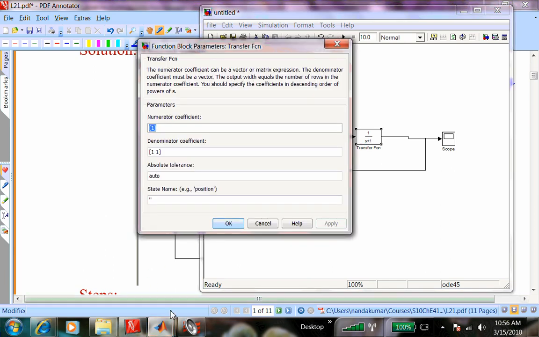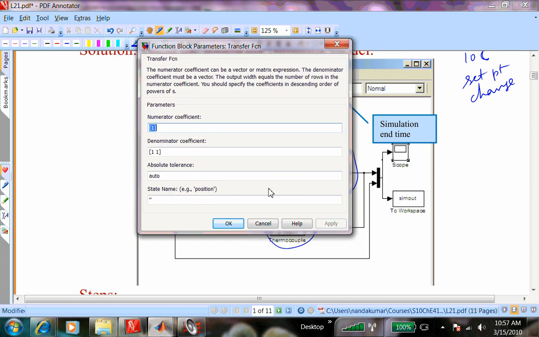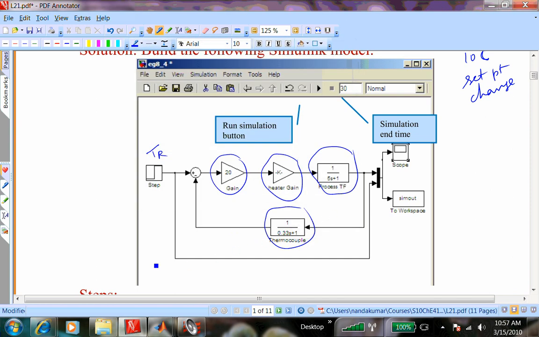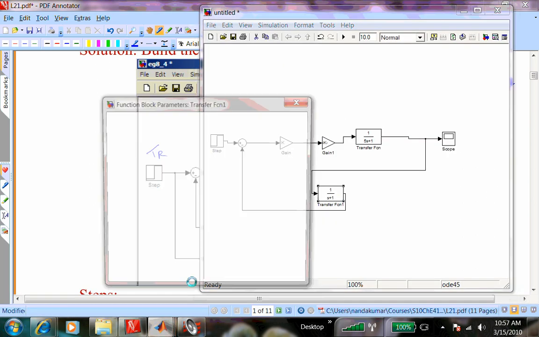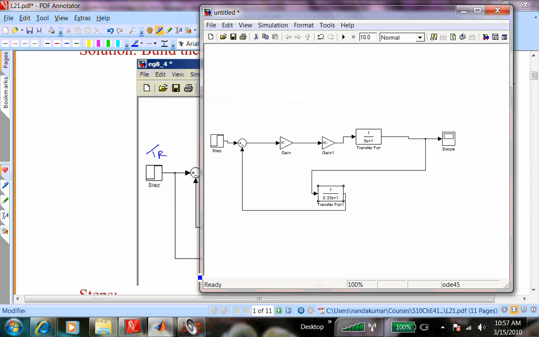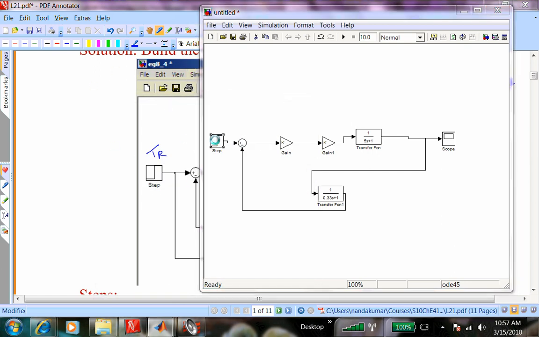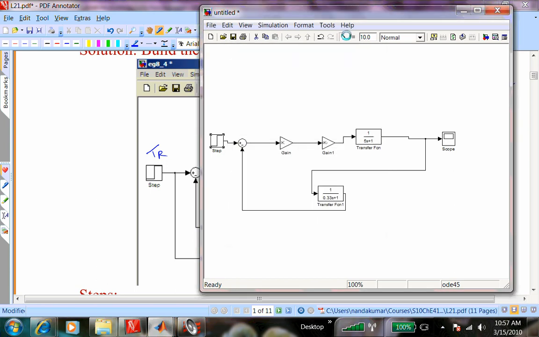Okay, and this one was 5S, pardon me? Yeah, 5S. So I need to change this coefficient to 5 in the denominator. Okay, and this one is 0.33. So I need to change the coefficient of that to 0.33. And that's it. So I can put a step change, a unit step change at the time of zero, for example, and run the simulation.